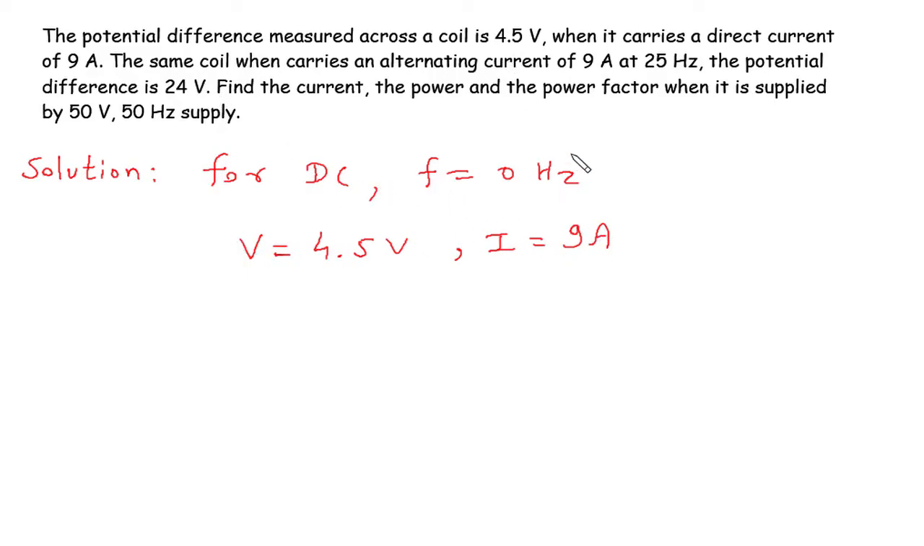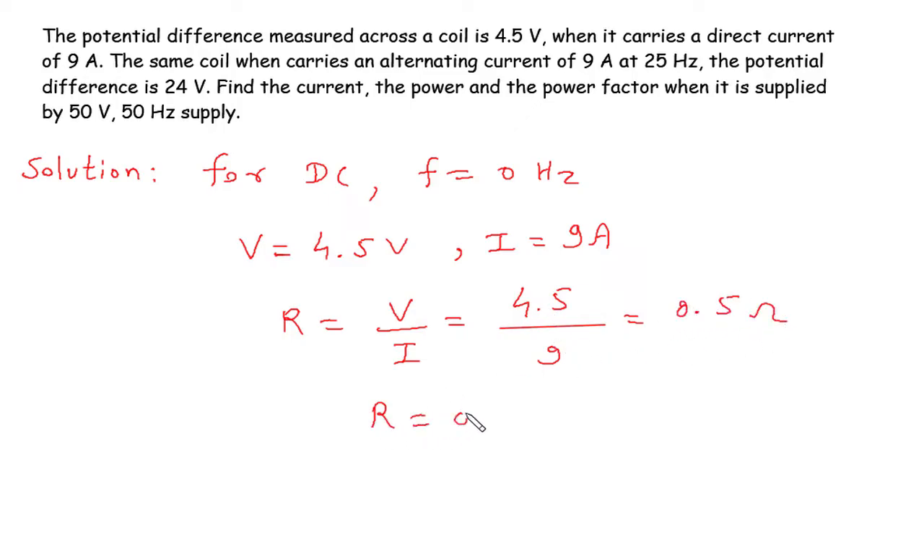So from this we can calculate the value of resistance R, which is equal to V by I. So 4.5 divided by current 9, so this will be 0.5 ohm. So R is equal to 0.5 ohm. This will be the same for all of 0 Hz, 25 Hz and 50 Hz.